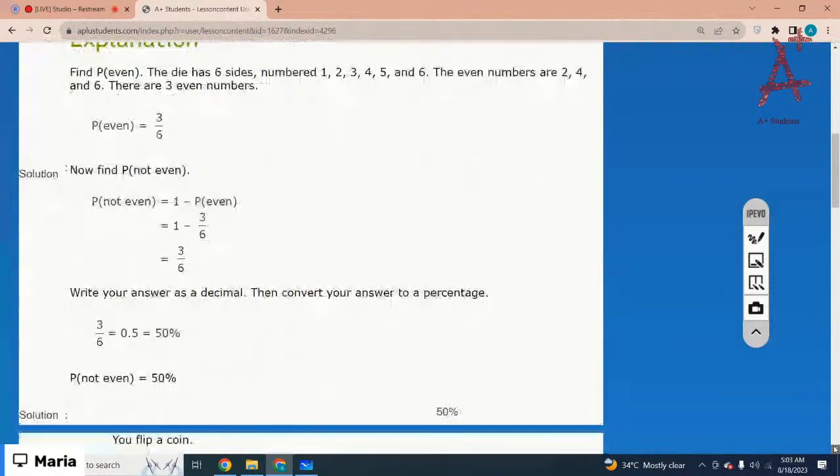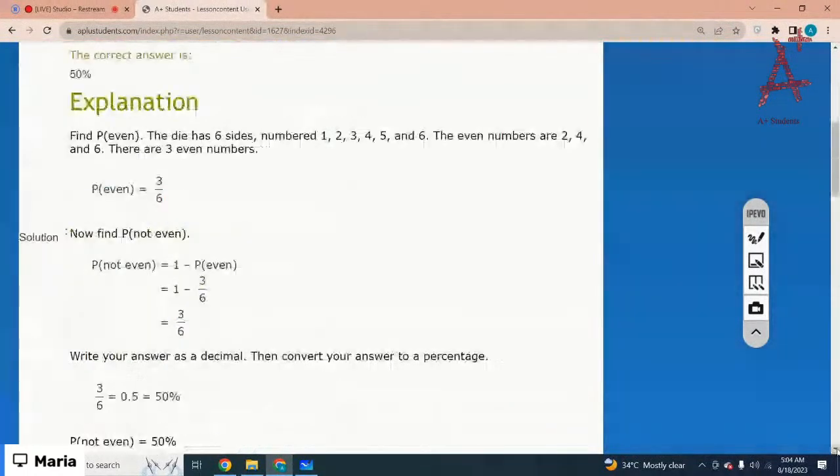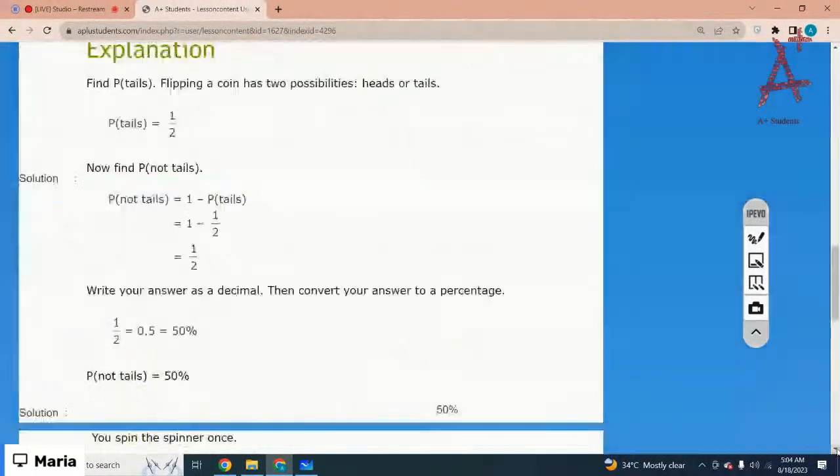Okay, you flip a coin. What is the probability of not tails? Not tails means the probability of head. First you have to calculate the probability of tail. We know that the probability of tail is 1 over 2. Then the probability of not tail is 1 minus 1 over 2, which is 1 over 2. When you convert it into percentage form, that would be 50%.